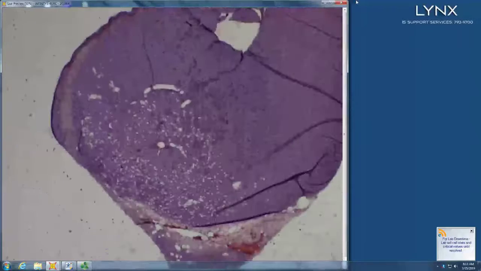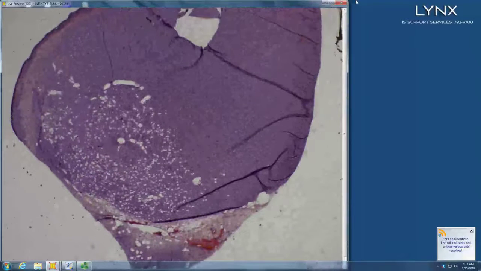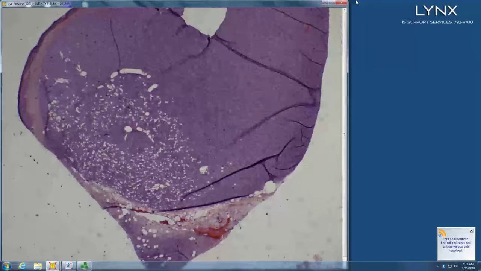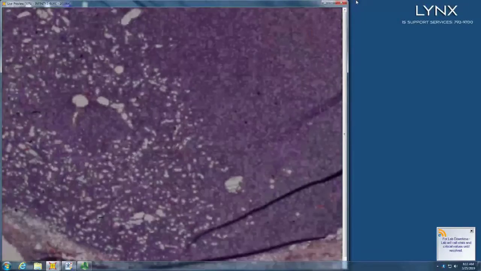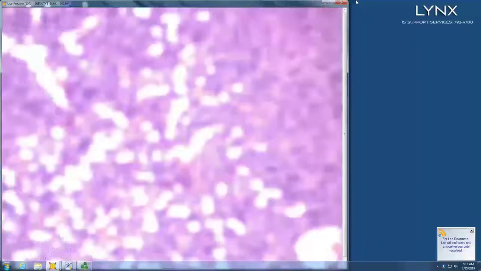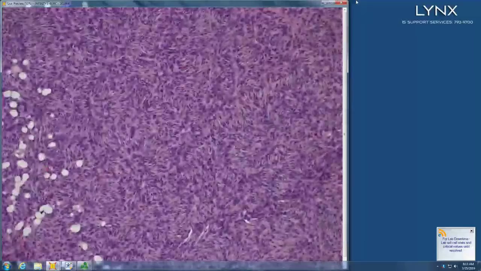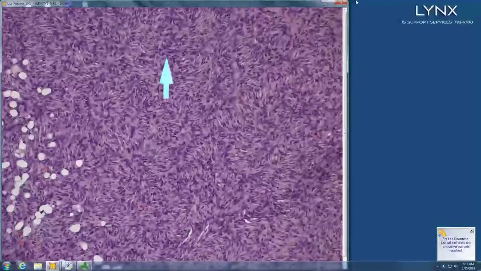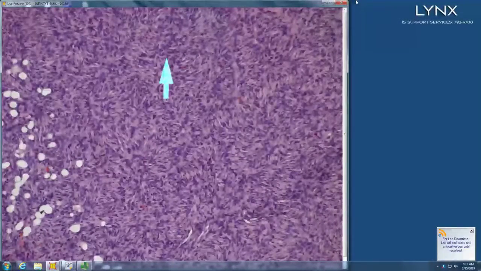So there's a large blue nodule going down into the fat, maybe like the DFSP. And that is a very storiform pattern, right? So you are correct, the DFSP.